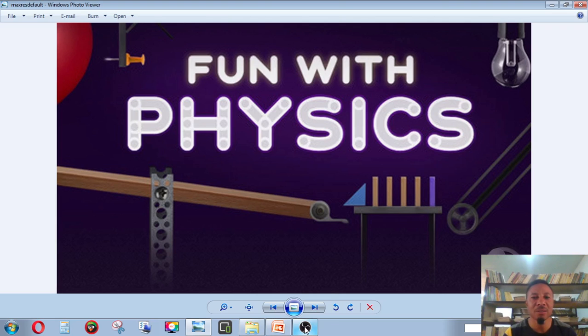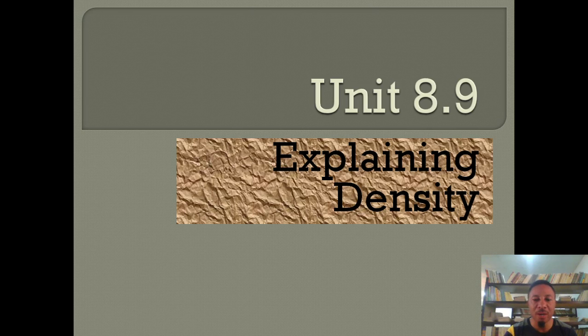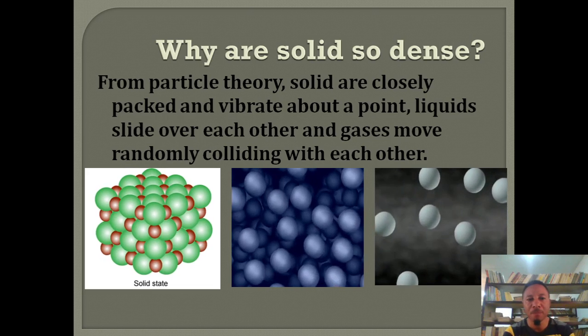In today's lesson, we are going to be looking at the explanation of density. The topic is actually from our textbook, Complete Physics for Cambridge Secondary 1, Unit 8.9. Now, without wasting time, we quickly go to what we have for today.